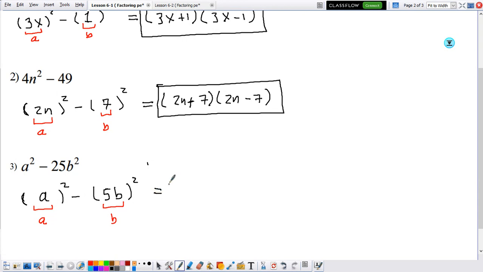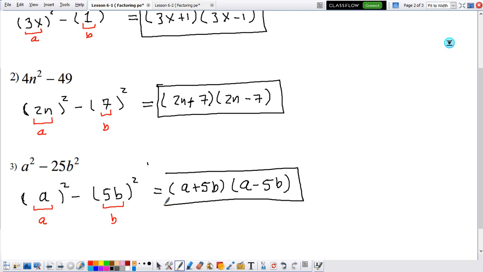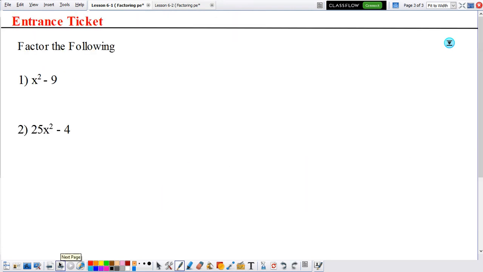Now, if we want to factor it out, we're going to have a plus b, so it's going to be a plus 5b, parenthesis, a minus b, so in this case, it's going to be a minus 5b. And this is how you factor a difference of squares. So now, here's your entrance ticket. Try to factor the following.